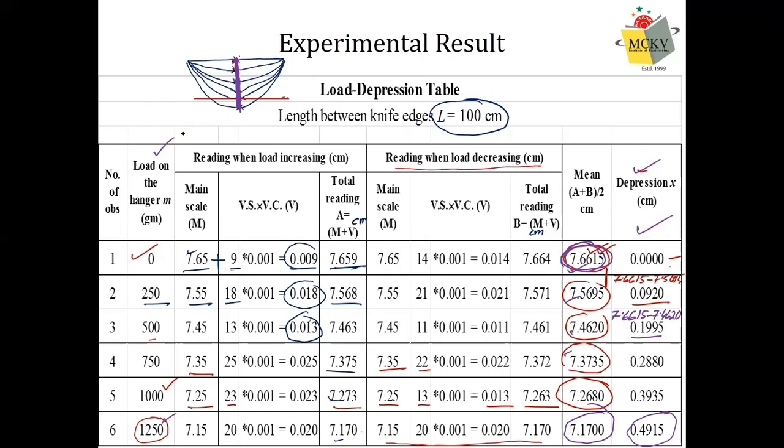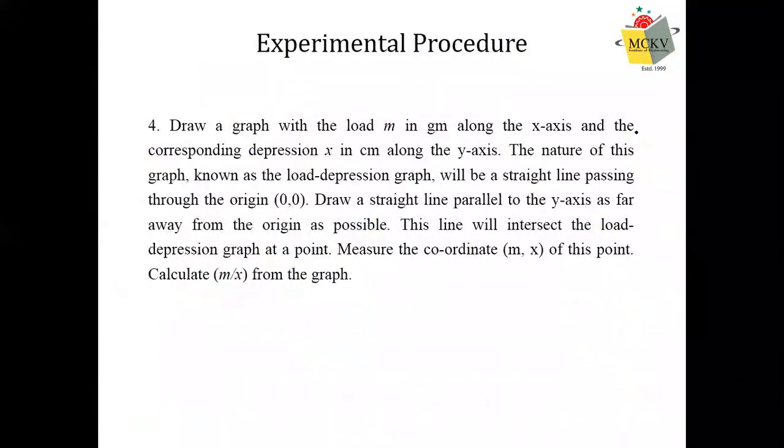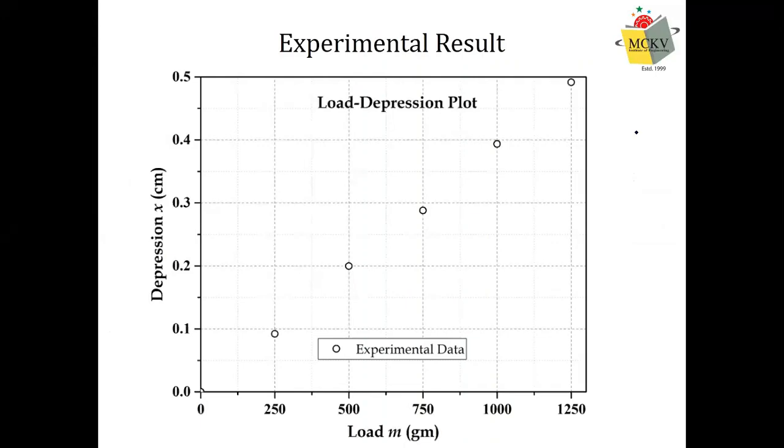So we need to plot load with depression. Now, which one will be along the x-axis and which one along the y-axis? Again, I am telling you that generally the independent quantity is placed along the x-axis, the abscissa, and the dependent one is placed along the y-axis, the ordinate. Now, out of load and depression, load is independent because you are choosing the load, and the amount of depression depends on the amount of load you are supplying. So depression is a function of load. But whether there is a causal relation between them can be found out from the plot. So what we need to do? We need to plot it. So this is our load depression plot.